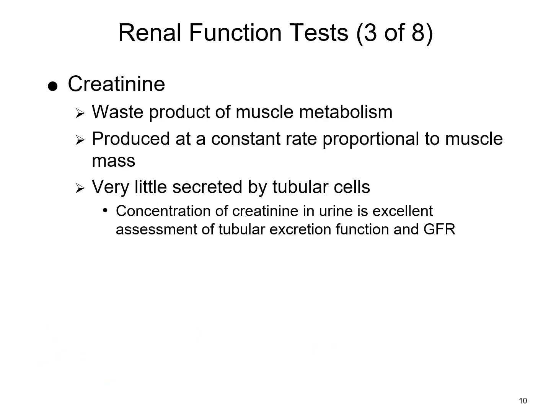Creatinine is a waste product of muscle metabolism, so it is produced at a constant rate, and it's also proportional to the actual muscle mass. Now, very little creatinine is actually secreted by the tubular cells, so the concentration of creatinine in the urine is a good way for you to assess the tubular excretion function, as well as the GFR.